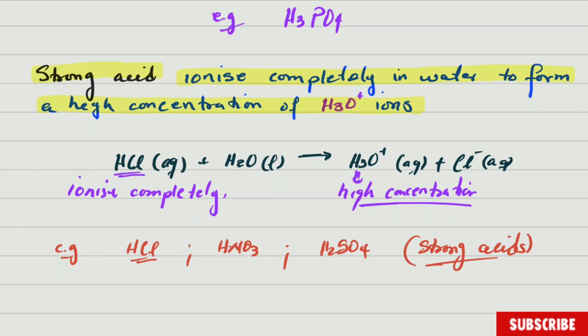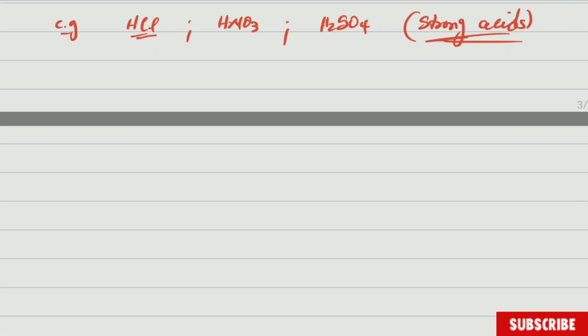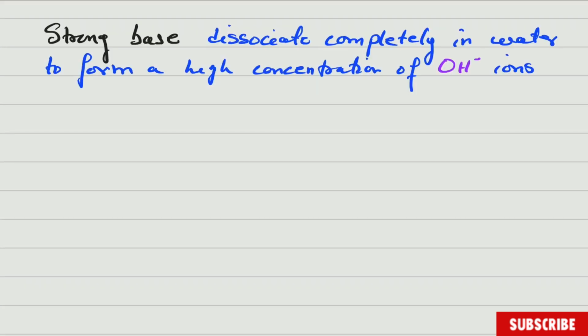All right, so that is a strong acid. Let's go to see a strong base, but the definition is more or less the same. Now, what is a strong base? A strong base dissociates completely in water. Dissociate is not necessarily the same as ionize. Dissociate is not exactly the same, okay? Dissociate completely in water to form a high concentration of OH- ions.